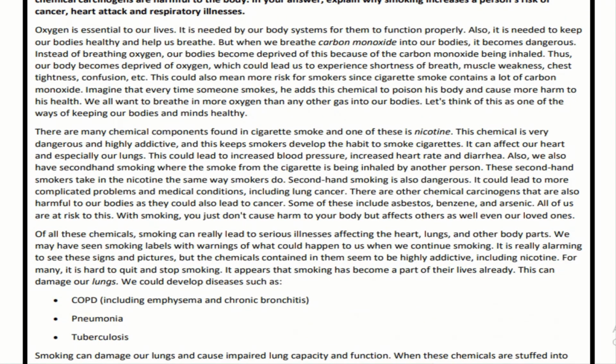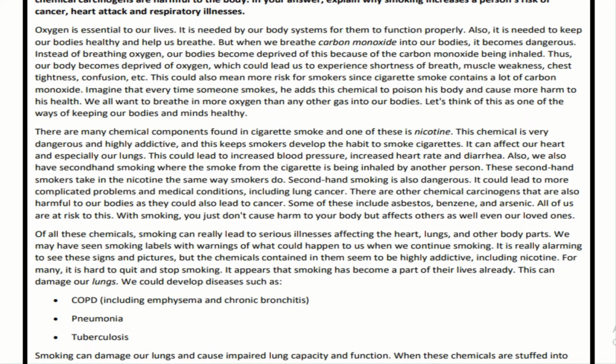There are many chemical components found in cigarette smoke, and one of these is nicotine. This chemical is very dangerous and highly addictive, and this makes smokers develop the habit of smoking cigarettes. It can affect our heart and especially our lungs. This could lead to increased blood pressure, increased heart rate, and diarrhea.